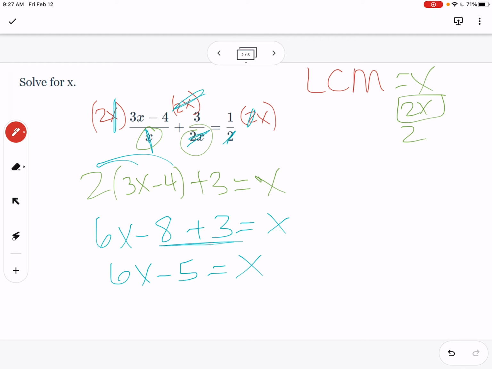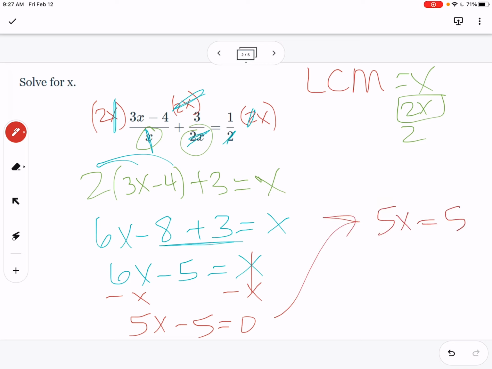Let's see, move the x to one side, so I'm going to subtract the x. What is that? 5x minus 5 equals 0. So add 5 to the other side. I'm adding that negative 5, so add 5 to both sides. This is what I'll get, and I'll get x equals 1.